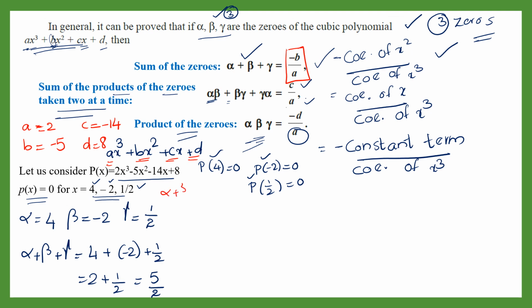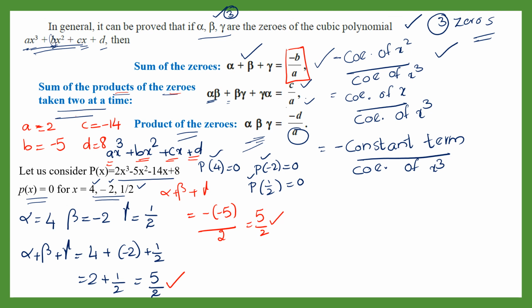Alpha plus beta plus gamma is equal to what? Minus b by a, that means minus of minus 5 by a. A is 2. You got what? 5 by 2. So here also you got 5 by 2. So this is verified.